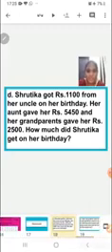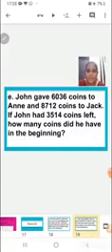The next one is E1. John gave 6,036 coins to Annie and 8,712 coins to Jack. If John had 3,514 coins left, how many coins did he have in the beginning?